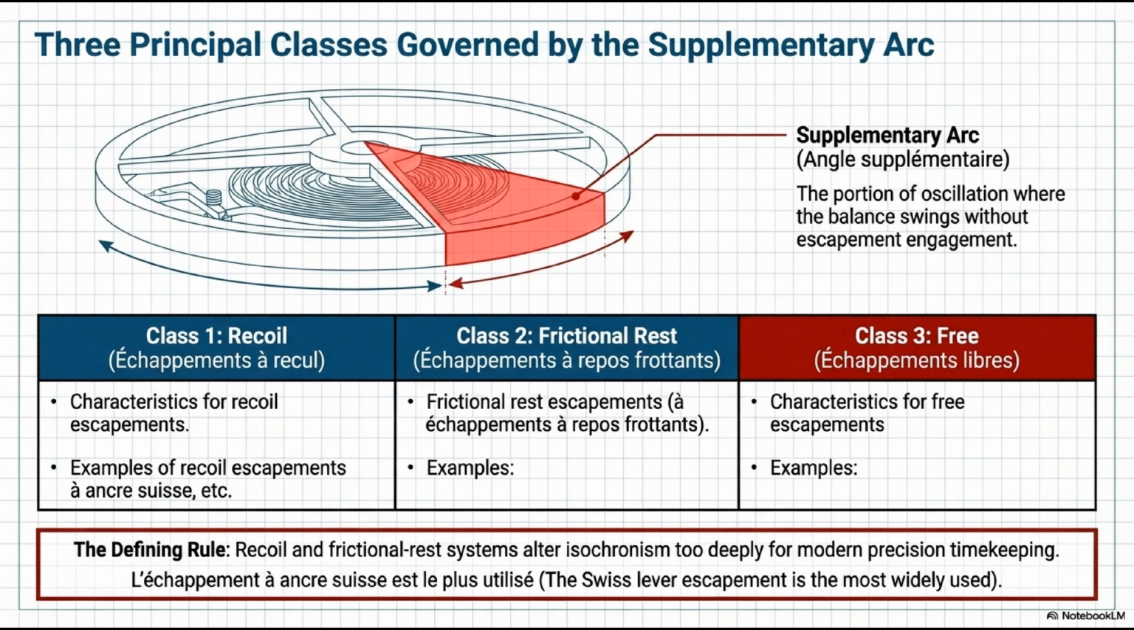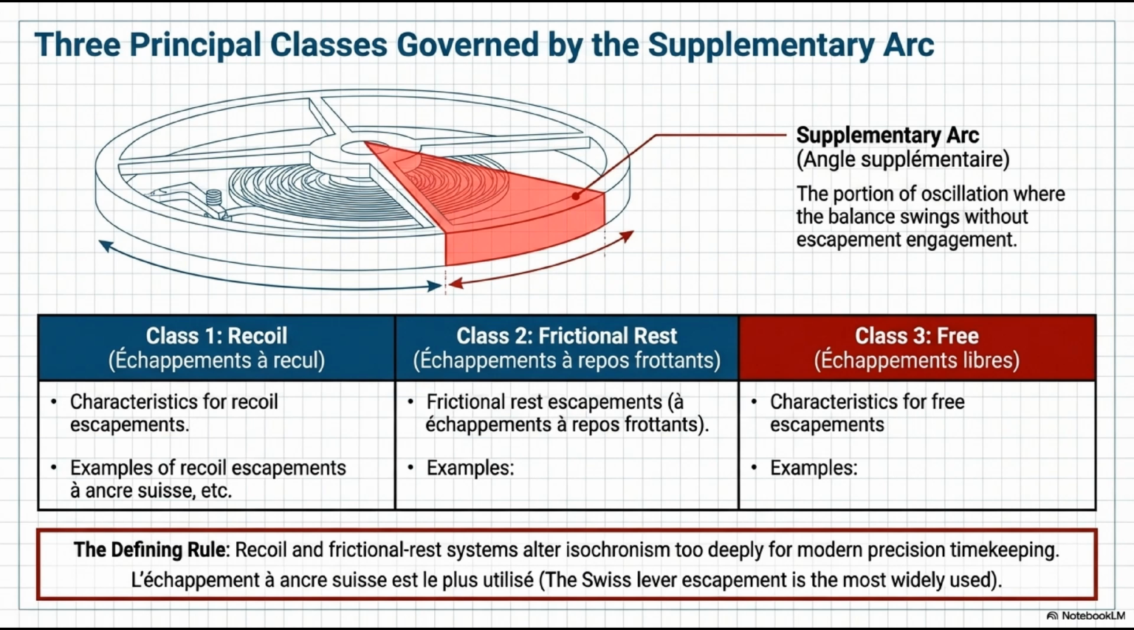Class 1, recoil escapements, échappements à recul. In these designs, the escape wheel is physically driven backward, it recoils, during the locking period, as the still swinging oscillator pushes back against the locked tooth. The verge escapement, échappement à verge, is the canonical example, used in European clocks from the 13th century onward. Class 2, frictional rest escapements, échappements à repos frottant. Here, a component that is directly linked to the oscillator remains in continuous sliding contact with the escape wheel throughout the rest period. The cylinder escapement, échappement à cylindre, is the defining example. The balance oscillates, but it is never free from escapement friction during any part of its swing.